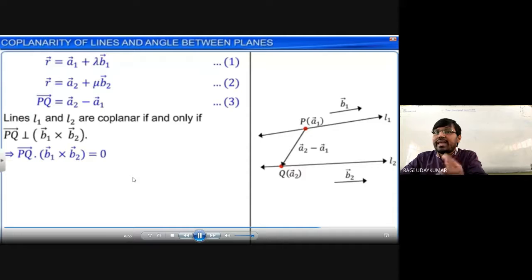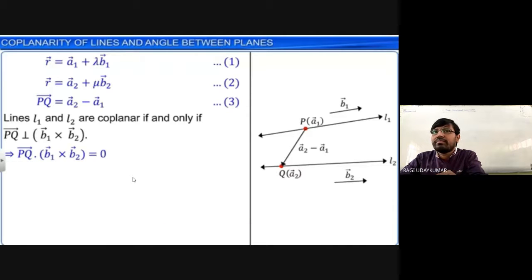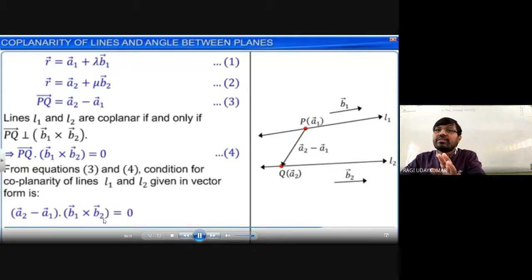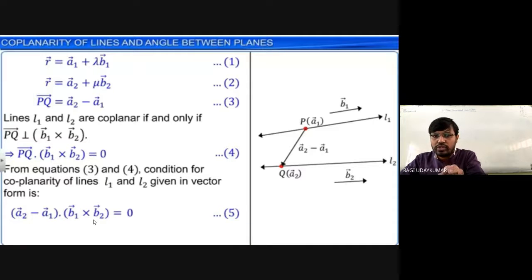So A2 minus A1 dot B1 cross B2, the cross product of the B1 vector and B2 vector, should be equal to 0 because they are perpendicular. Perpendicular बोले तो dot product will be equal to 0. So this is the condition for the coplanarity of these two lines. ये दोनों lines एक ही plane में होने का condition क्या है बोले तो ये condition है. What is the condition? A2 minus A1 dot B1 cross B2 should be equal to 0.